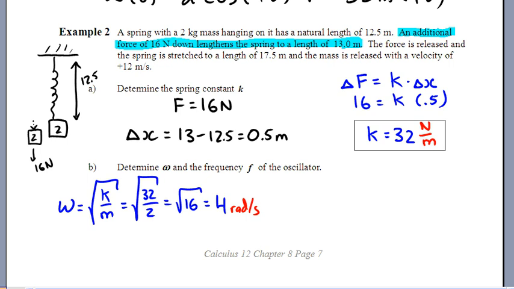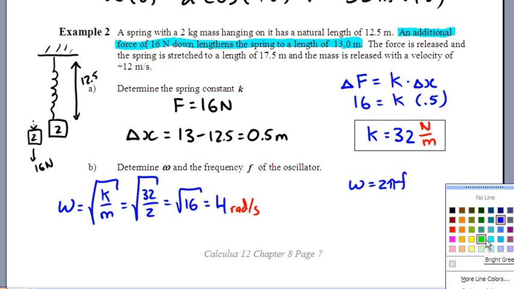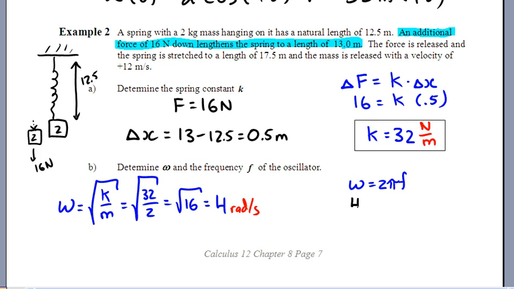And now the frequency in a physics 11 sense. Well, I know that omega is equal to 2 pi f if I want to go back to that physics 11 world. It's actually nicer not to bother, but if you want to, looks like we've got an omega value of 4. 2 pi times the f. Just make sure you divide by 2 and by pi.